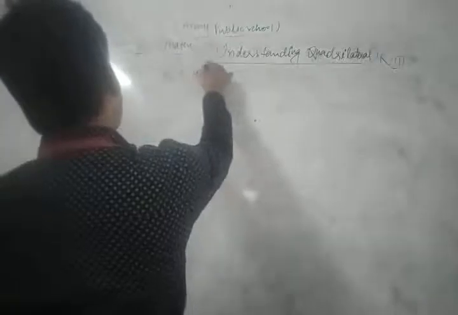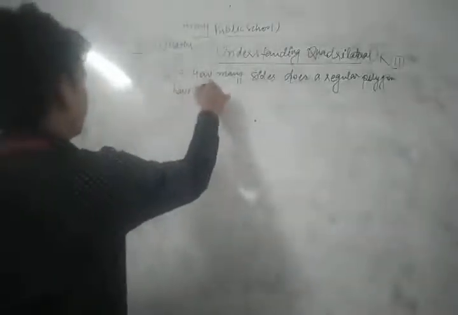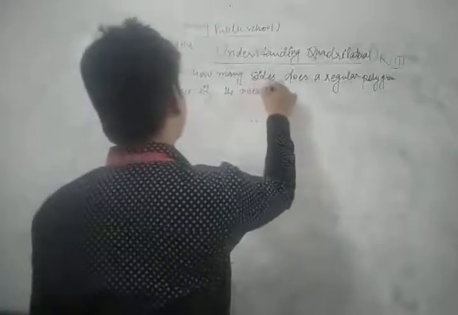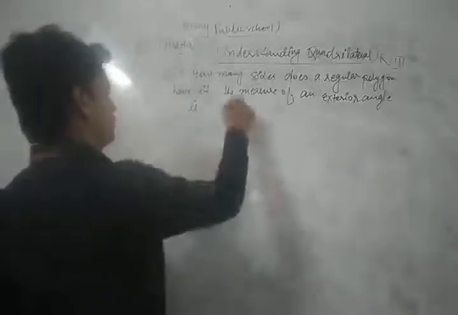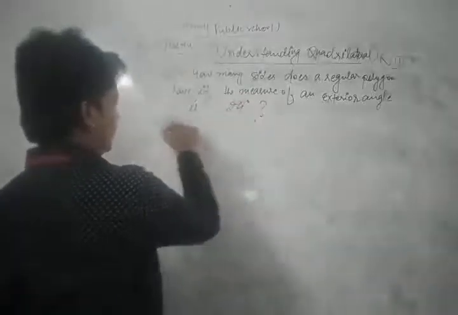Let's see. The question is, how many sides does a regular polygon have if the measure of an exterior angle is 24 degrees? Now let's see its solution.